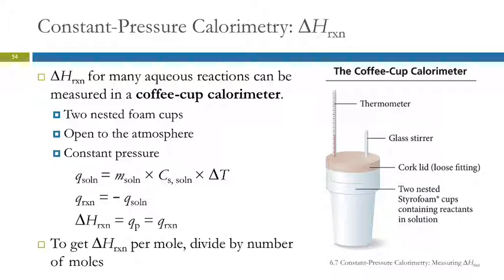If we want to know delta H per mole so that we can write it with a balanced chemical equation, then we're just going to divide by the number of moles of substance that reacted. We measure it out in mass. We know what it is. We find the number of moles. So that's the big idea here.